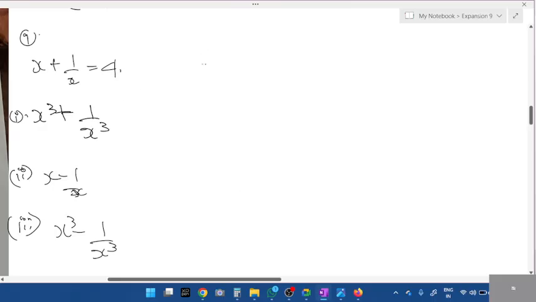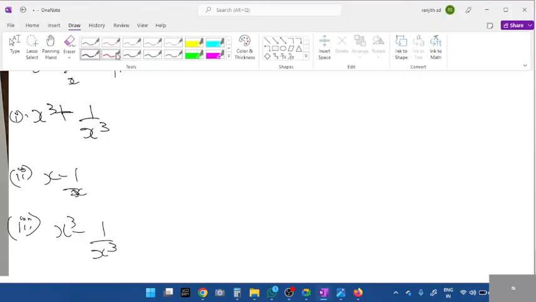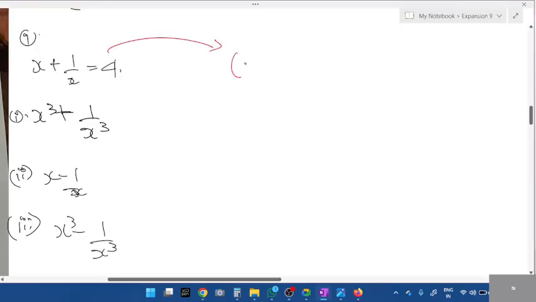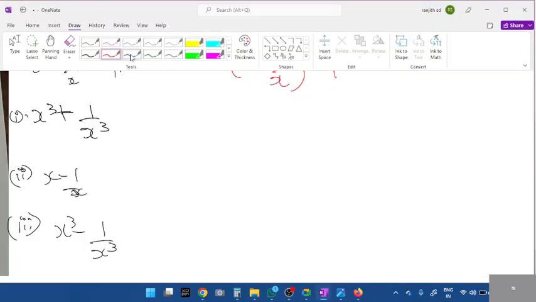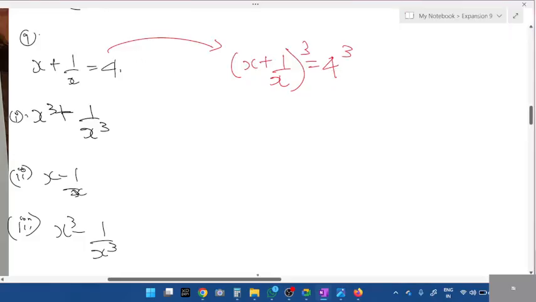Now the first question, how do you solve the first one, students? Degree is 1. If you want to convert into 3, you need to cube it, right? Cube on both sides. Which one do we use? A plus B the whole cube or A minus B the whole cube? Which formula do we use? Yes. Completed, try it.